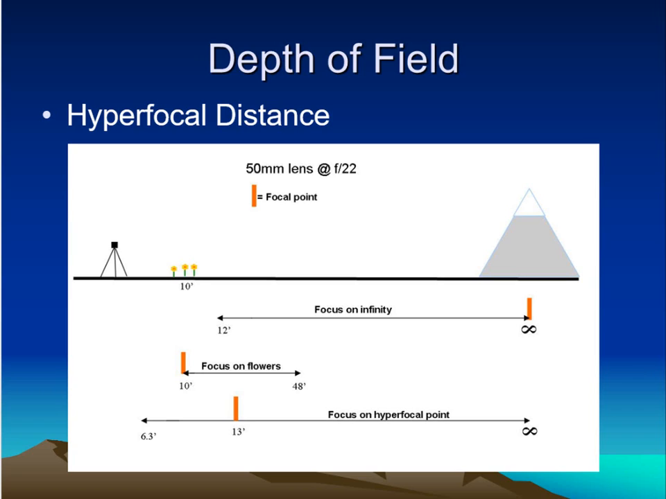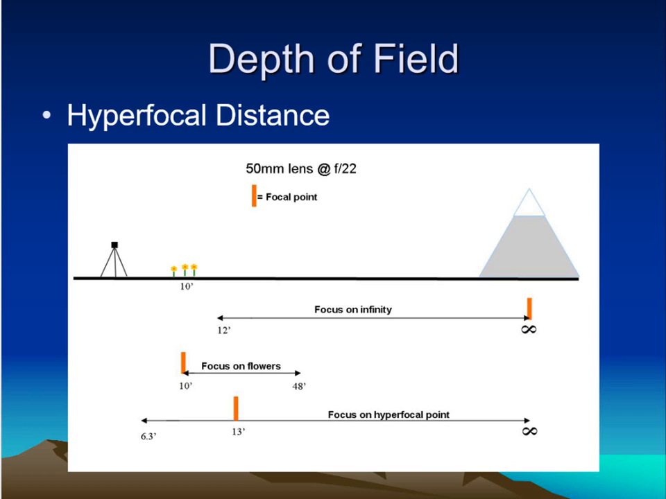So the way you deal with a situation like this is you use what's called the hyperfocal point. And that often can be an imaginary point, but it's actually the point that you have to focus on, even if there's no subject to focus on, that's going to extend your depth of field to the max. So at the very bottom bar, you can see that the camera has infinity on the right and 6.3 on the left when this 50mm lens at f22 is focused on 13 feet.